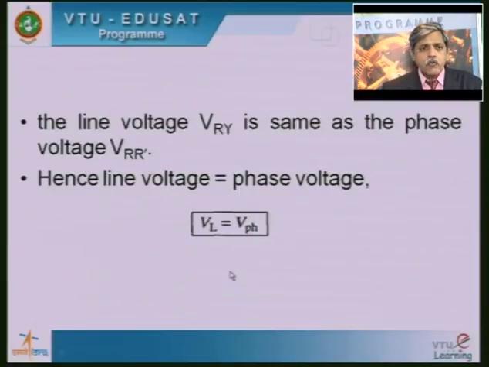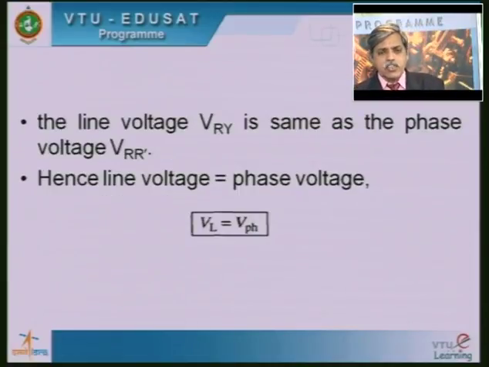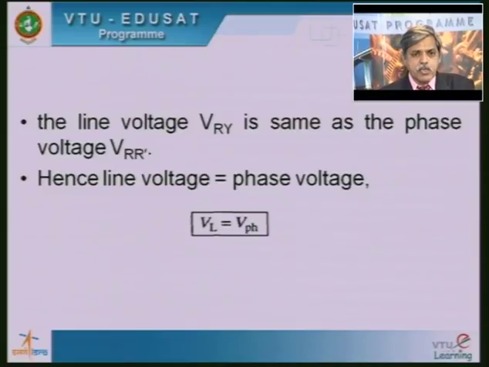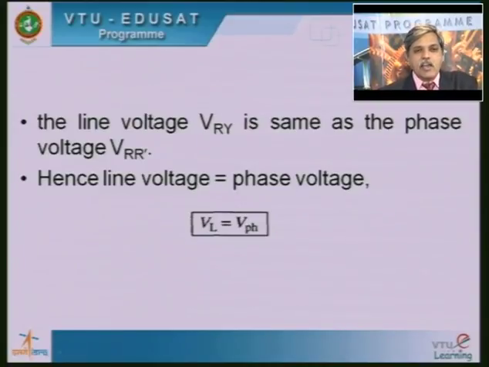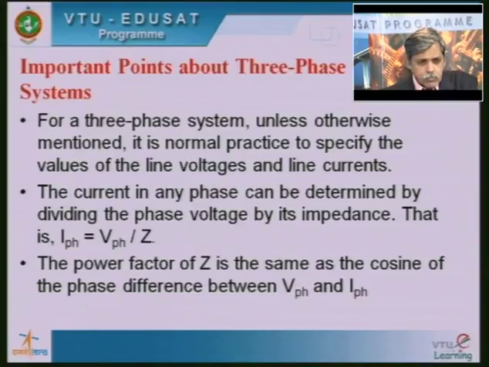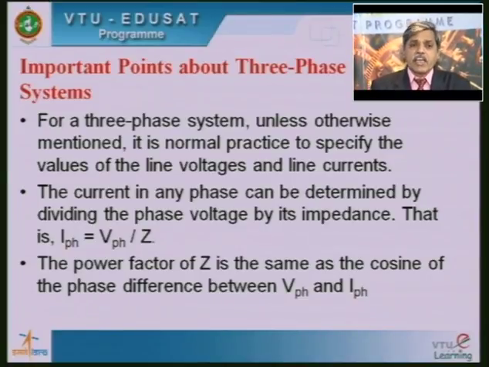Now again, if you see here, the line voltage in the case of a delta connection is equal to phase voltage and line current is equal to root 3 times phase current. This is quite reverse when compared to the star connected system. So, the important points about the 3-phase system: all the voltages mentioned in the 3-phase system, unless otherwise mentioned, will be line voltages. Similarly, unless otherwise mentioned, the currents they have given will be the line currents.